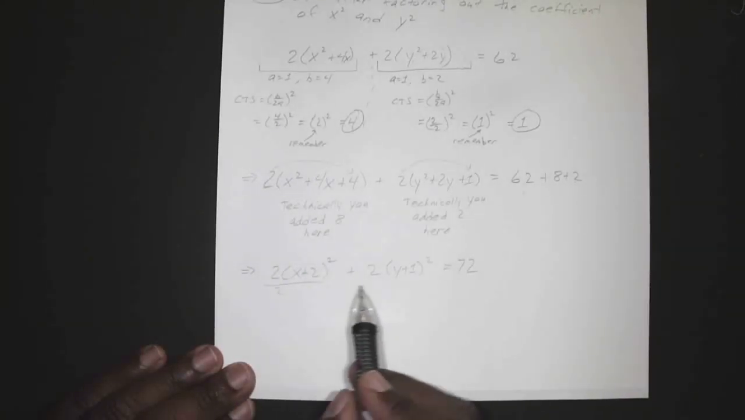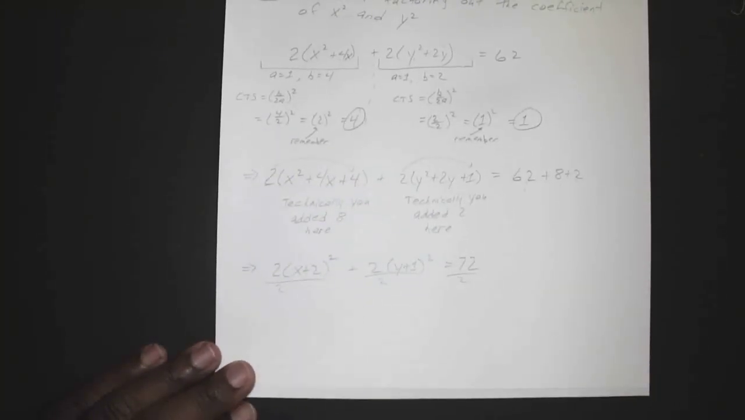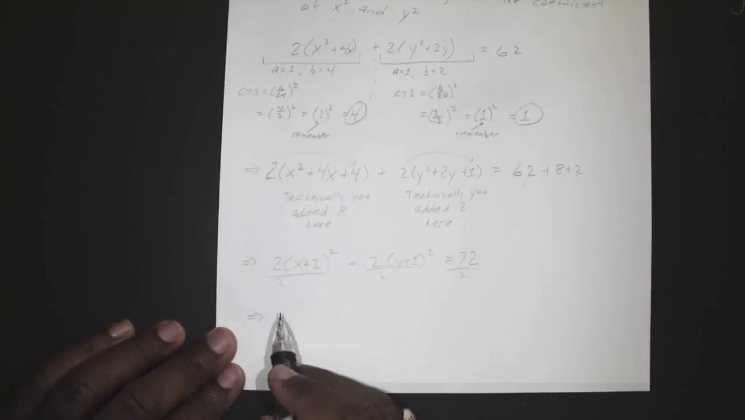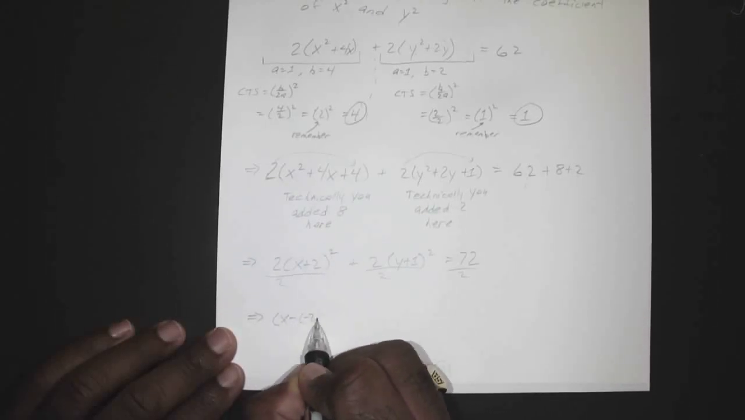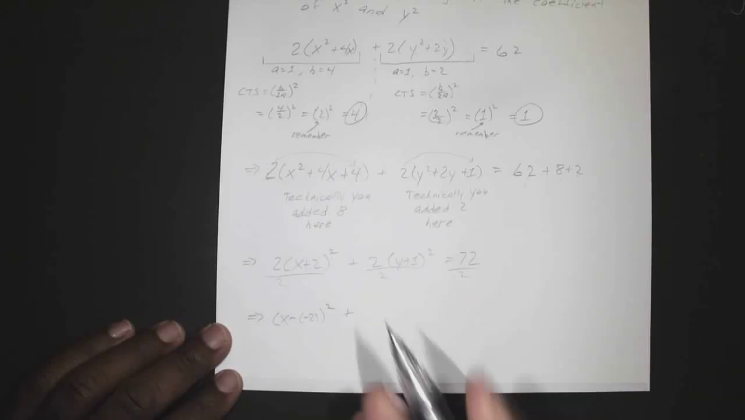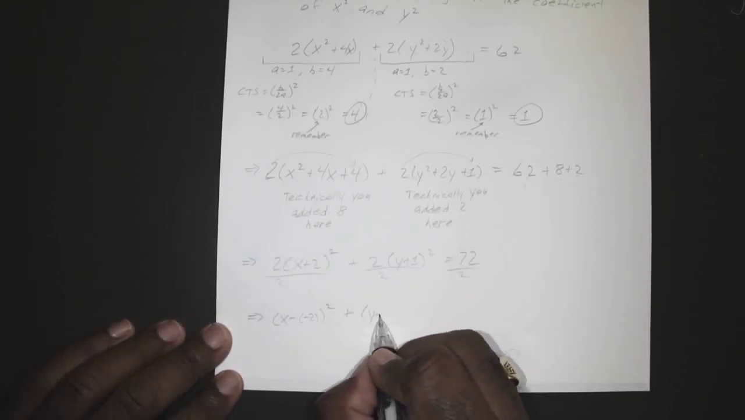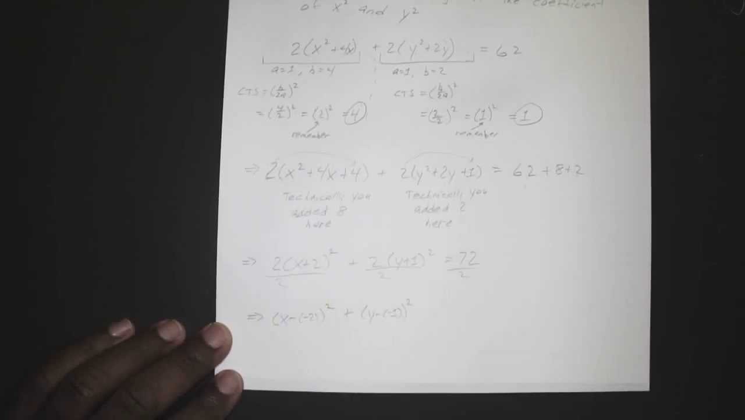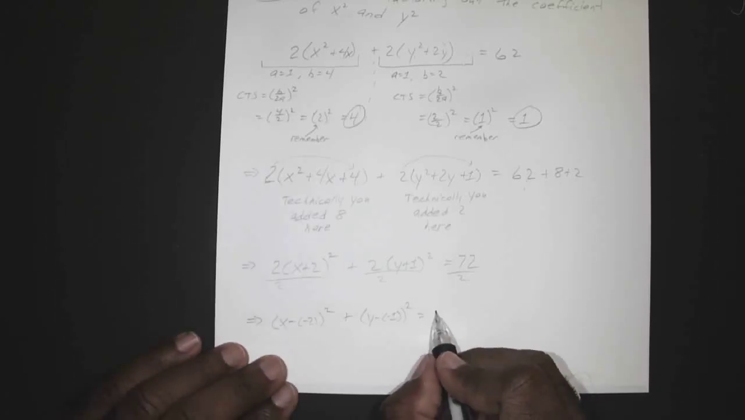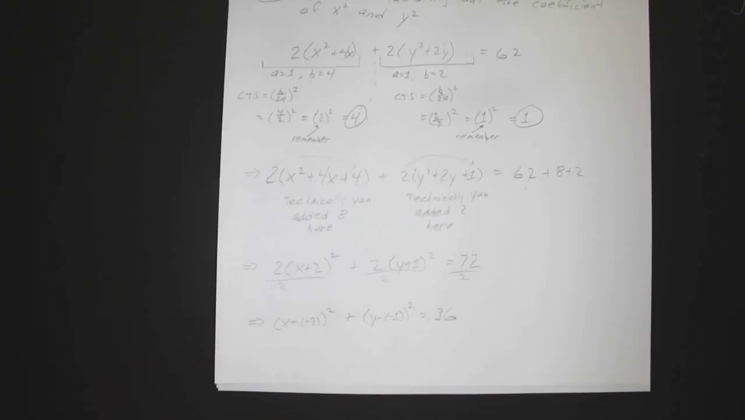Now, we divide each term by 2, because it's not really in the form of a circle if it has a coefficient in front of it. We have x plus 2 squared, or x minus negative 2 squared, plus y minus negative 1 squared, equals 72 divided by 2, which is 36. Or instead of 36, we can just make it 6 squared.